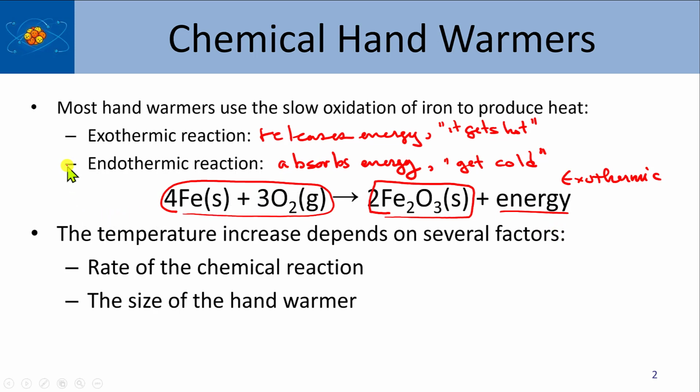So there's a couple of things that affect the rate at which temperature increases in these reactions, and just something to think about, right? It's the rate of the chemical reaction, and like I said, that can be sped up with moisture from your hands, and that's why it works so well if you just keep them in your hands to keep your hands warm.